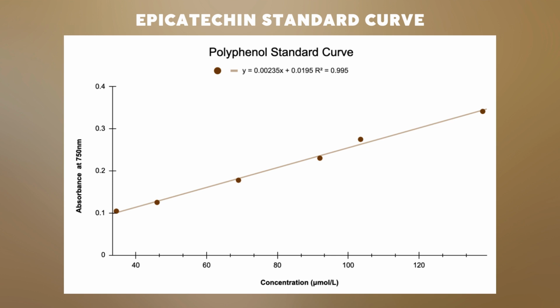As you can see, the regression line is close to 1, and this equation above was the equation used to determine the polyphenol content by simply plugging in the absorbance for the concentration and to gain the epicatechin equivalent per gram sample.